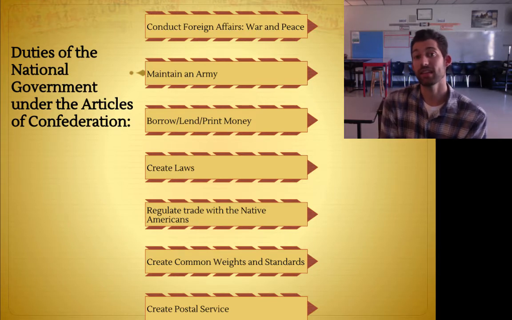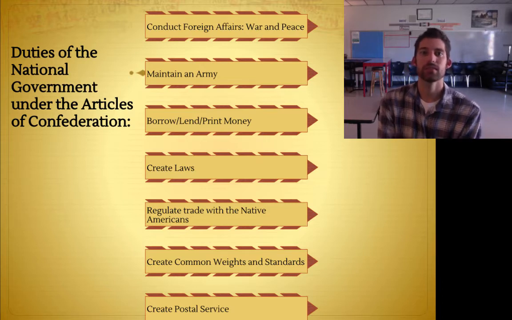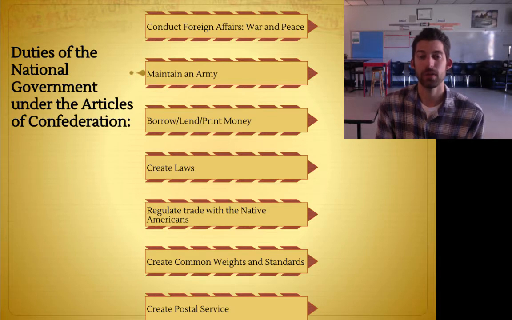They also maintain an army. There are different ways you could maintain an army. We didn't have a big standing army because we didn't like that England had a large standing army. So it's more like militias from different states gathering together and working together. But the leadership of it comes from the national government.